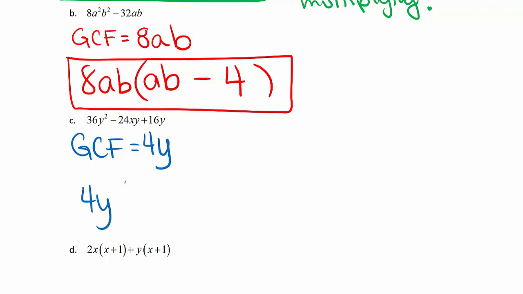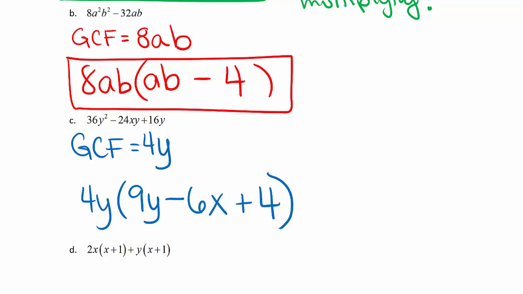So I'm going to take a 4y and pull that out front. If I divide the first term by 4y, I'm left with 9y. Second term is a minus 6x. Last term would be a plus 4.